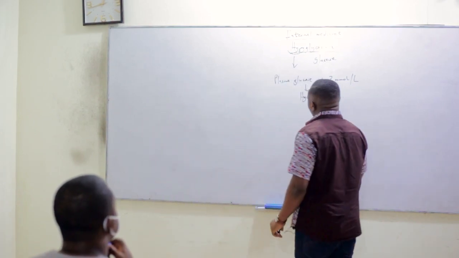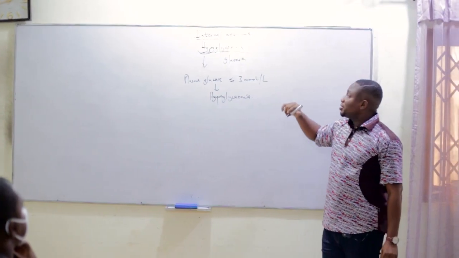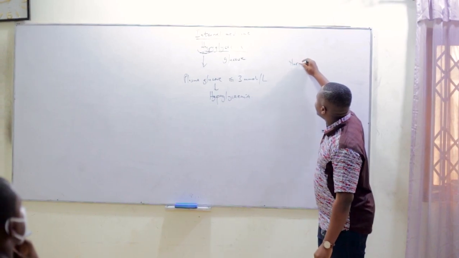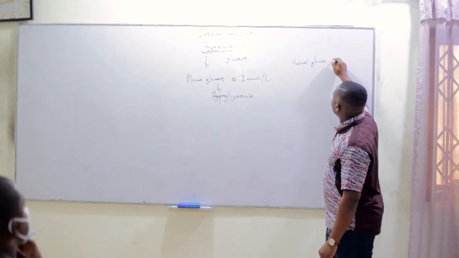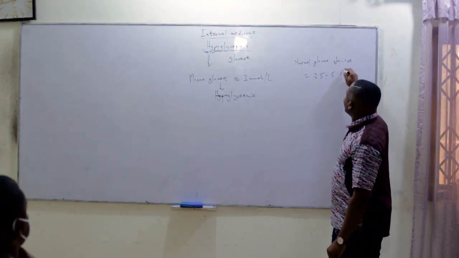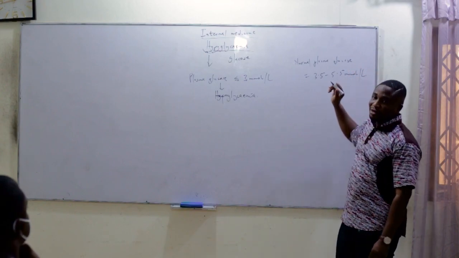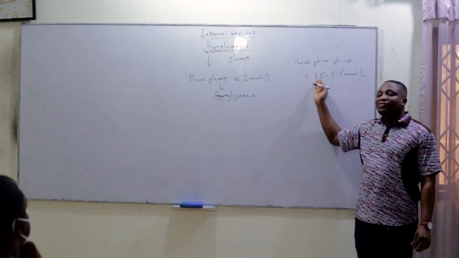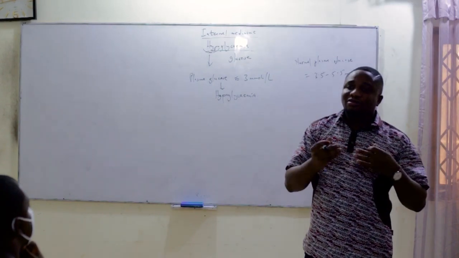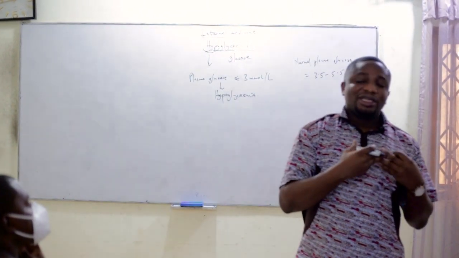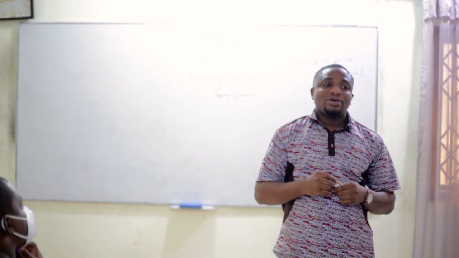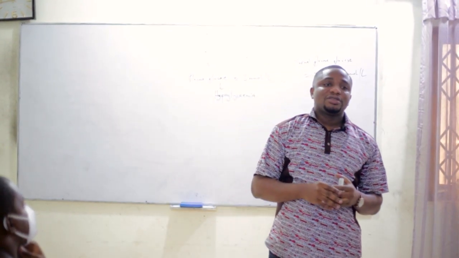Now, we should be asking ourselves, in the plasma, what will be the normal plasma glucose level? Clifford? 3.5 to 5.5 millimoles per liter. Yes, you are right. Meaning that from 3 to 3.5, there is that boundary where we expect recovery. Either we advise the patient to take in food, or the body would put in measures.